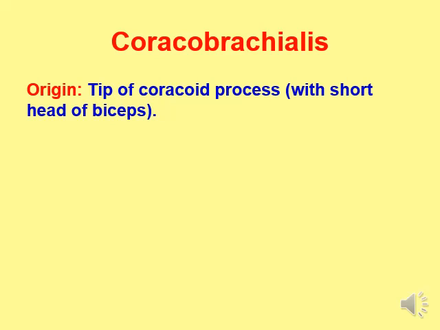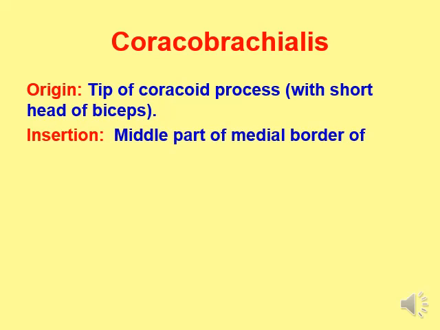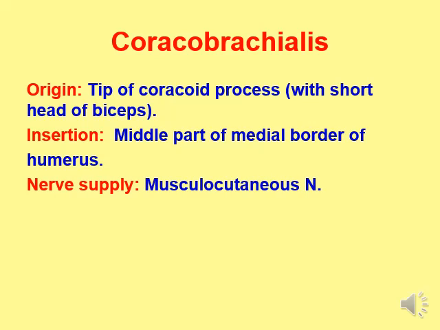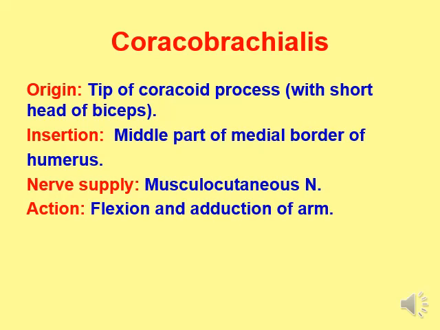The second muscle is called coracobrachialis. It takes origin from the tip of the coracoid process, in common with the short head of biceps. It is inserted into the middle of the medial border of the humerus. The nerve supply is also from the musculocutaneous nerve. Its action is simply flexion and adduction of the arm.